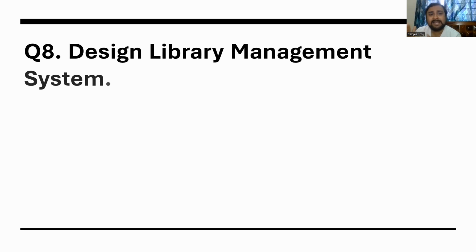So next question was design library management system. So again, it's a system design kind of thing. So you have to explain functional requirement, non-functional requirement. So what are the entity mapping relationships? Those all things you have to explain.